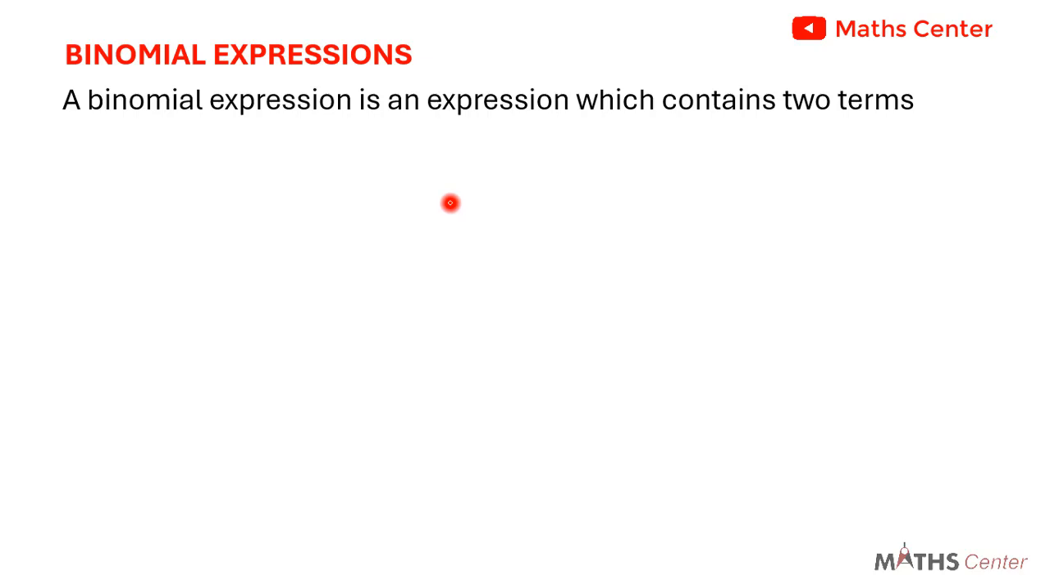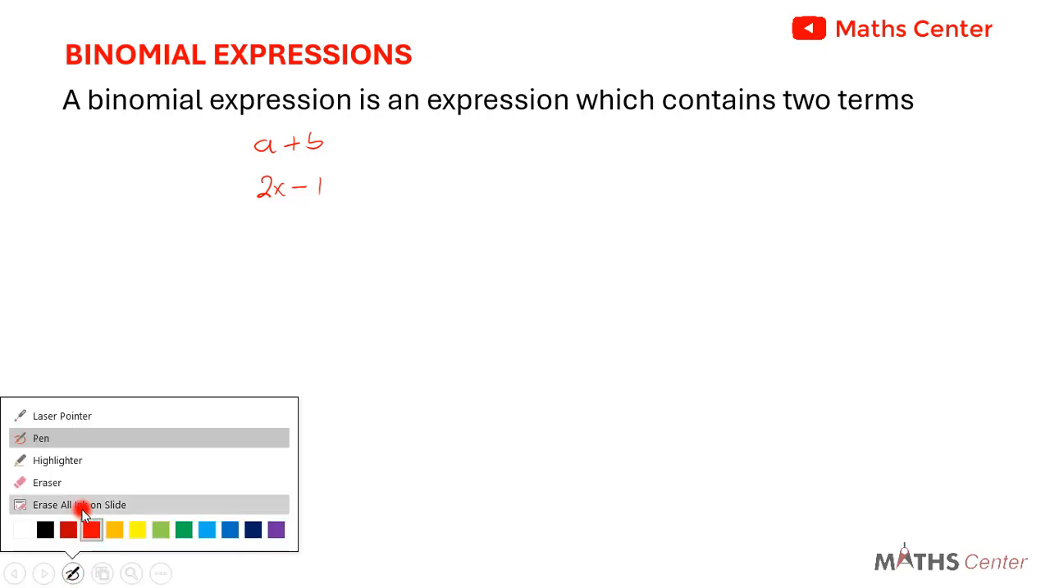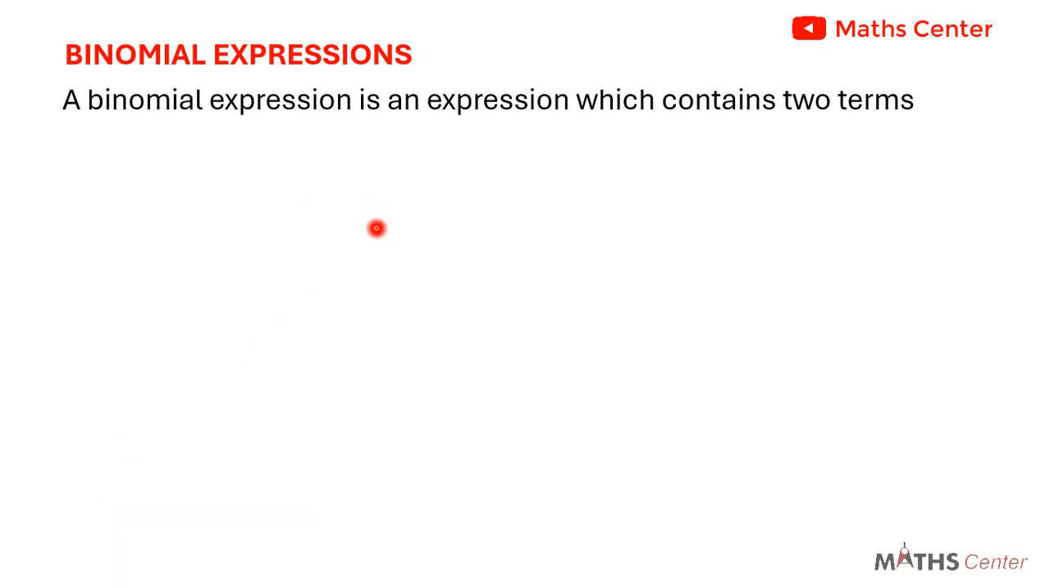In our lesson on algebraic expressions, we learned that a binomial expression is an expression which contains two terms. So for example, if we have a plus b, that is a binomial expression. If let's say we have 2x minus 1, that is a binomial expression. So any expression that contains two terms is a binomial expression. In that lesson, we learned how to expand some binomial expressions.